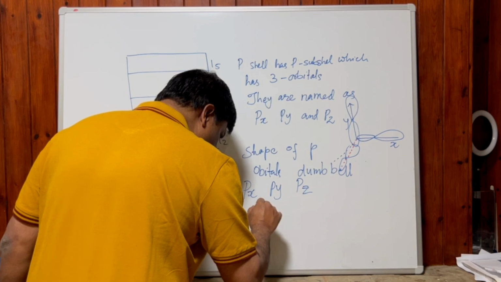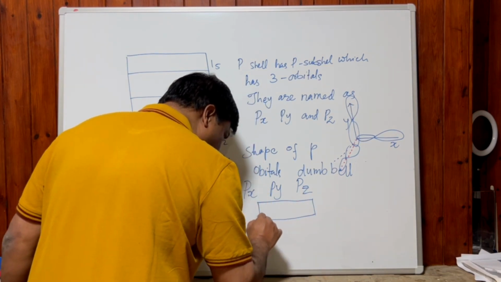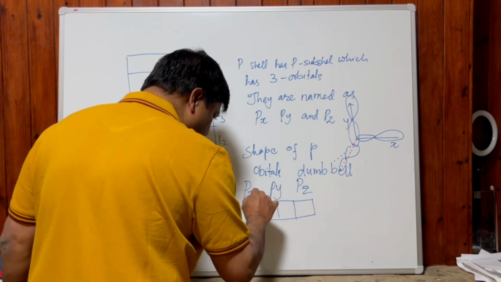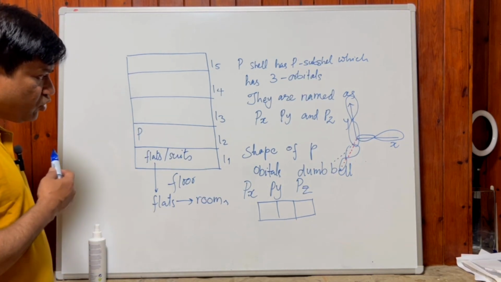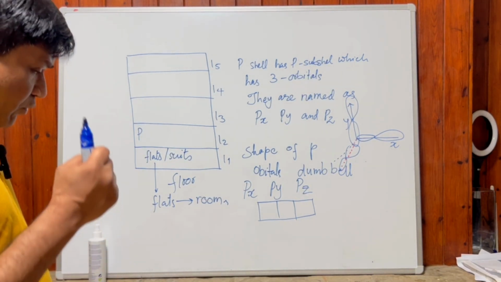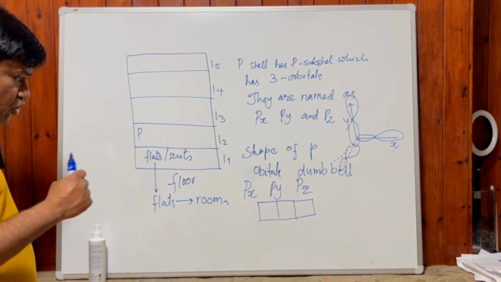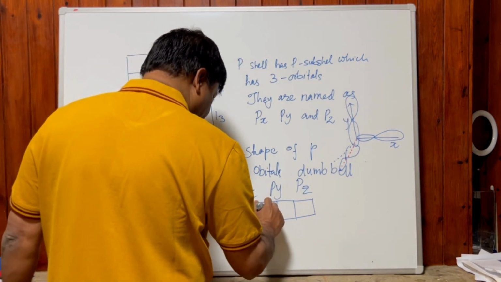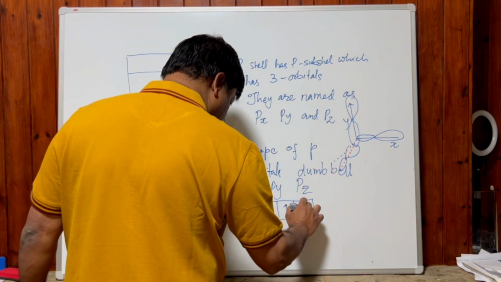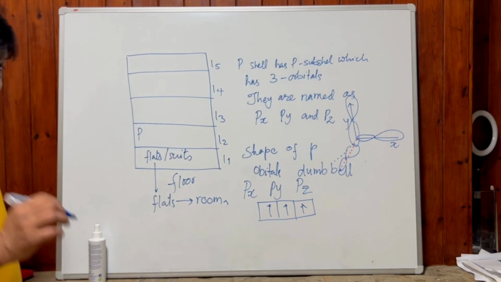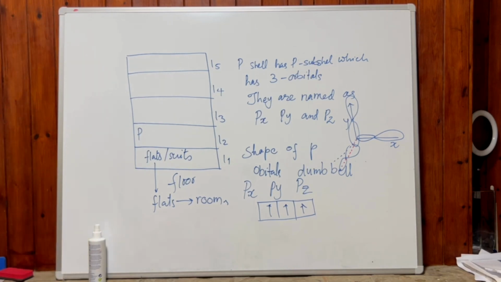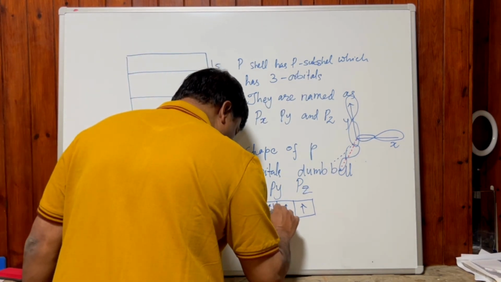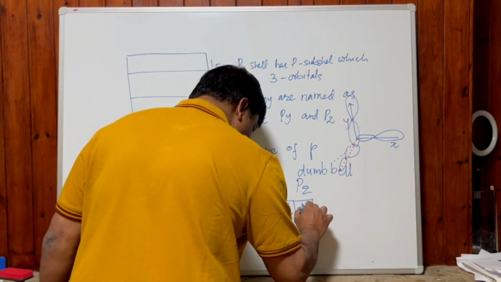We can also represent orbitals like boxes. 1, 2, 3. Px, py, pz. And according to Hund's rule, we can have 1 electron minimum in each orbital or maximum 2. So we can fill 1, 1, 1, then the pairing starts. First, we have to fill all the orbitals with 1 electron. Then after that, you can start pairing like this.